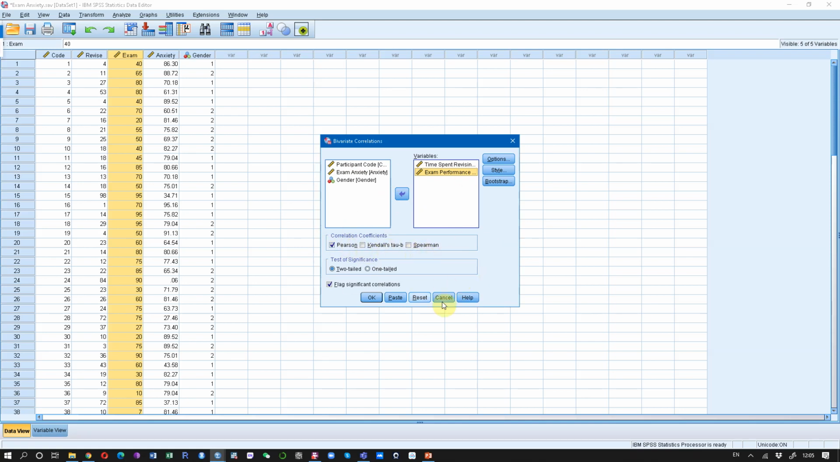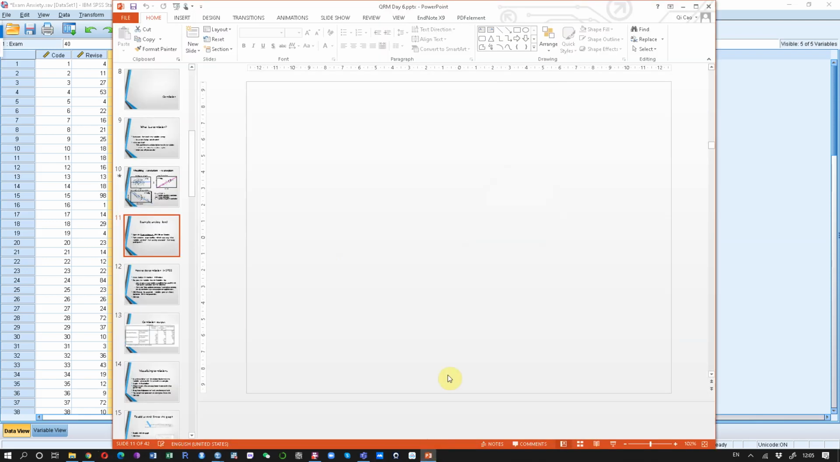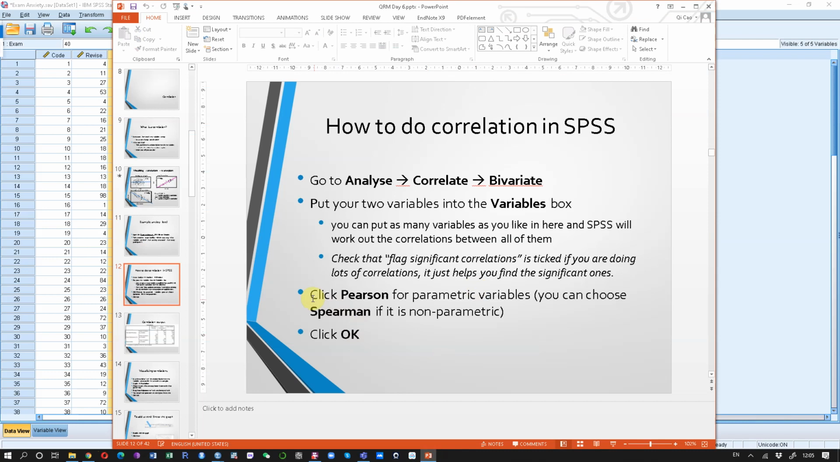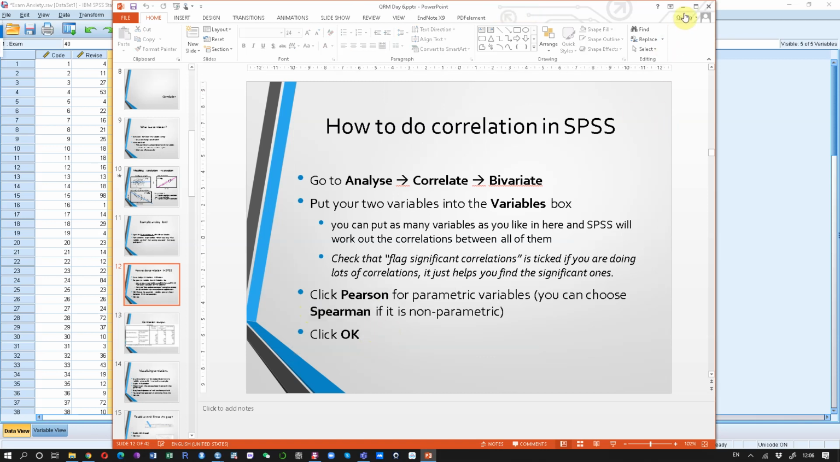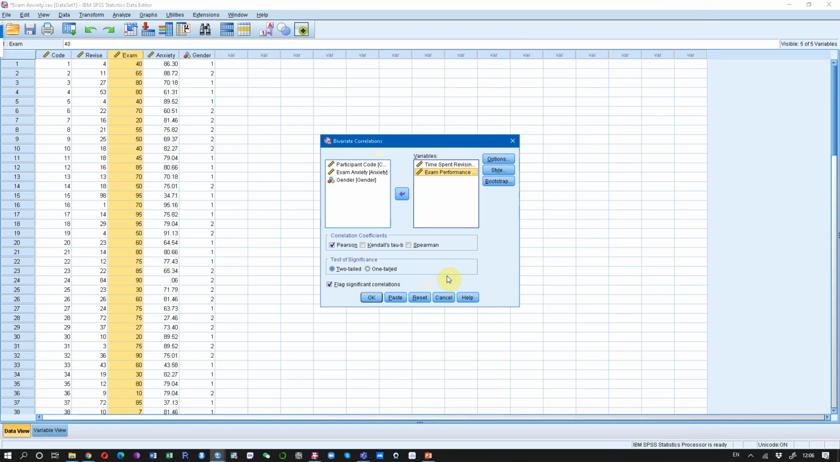So before we go ahead, we need to come back to talk about this. Pearson is for when you have a parametric variable. A parametric variable is basically saying that your dependent variable is normally distributed. Then you have a Pearson coefficient. If your dependent variable is non-parametric, that is, a non-normal distribution, then you should choose Spearman. So essentially, you need to check your dependent variable in terms of distribution as well.